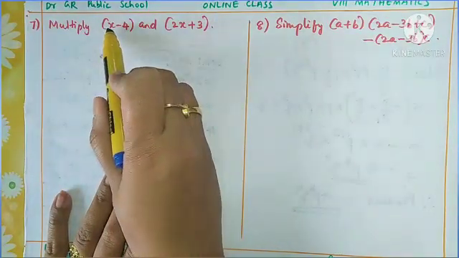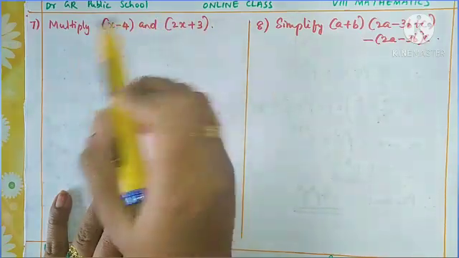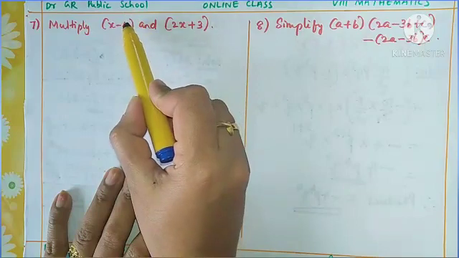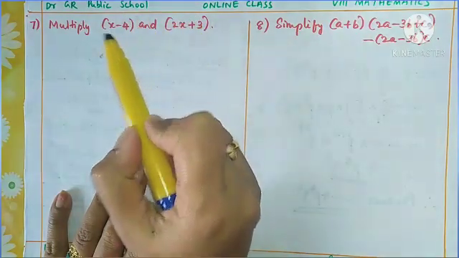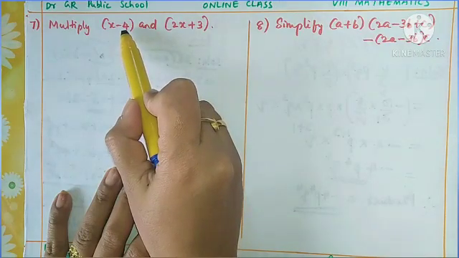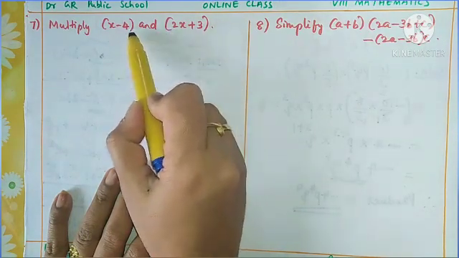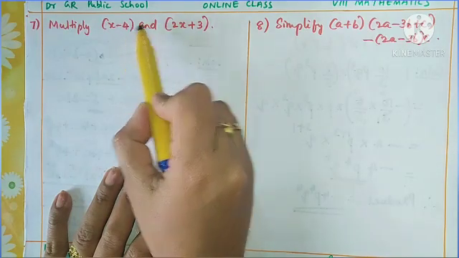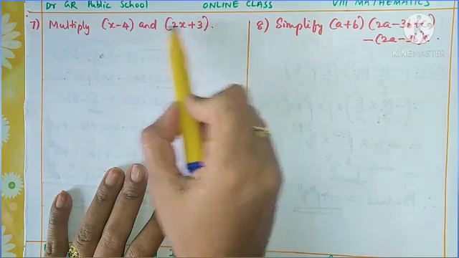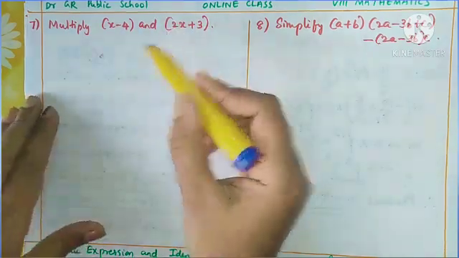F means first term, multiply. Then O means outer, that is the second term and second term. Then what is I? Inner, that is this second term and this first term, correct? And L means last term. Here the last term, here the last term. Okay, so that is the way to multiply. So we can do the solution.